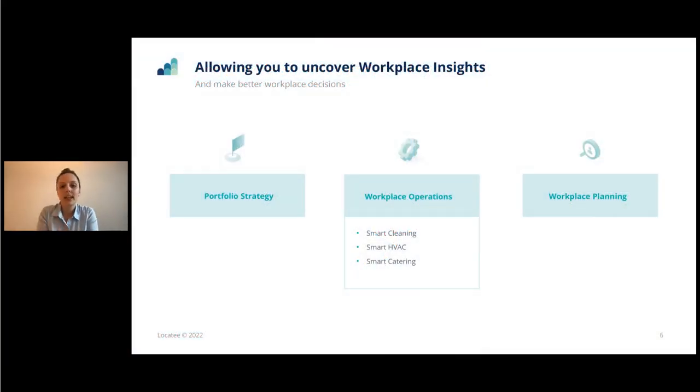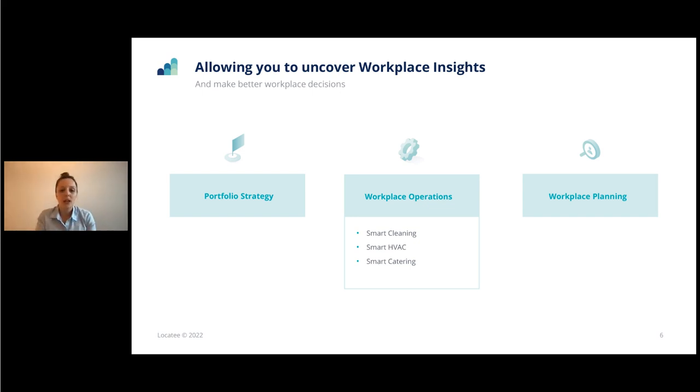First, let's quickly have a look at all the use cases we're covering. Locatee's key use cases are focused on portfolio strategy. There, we talk about consolidation, right-sizing, and under- and overutilization of different areas. Additionally, we have the use cases of workplace operations. On those use cases, we will focus today.